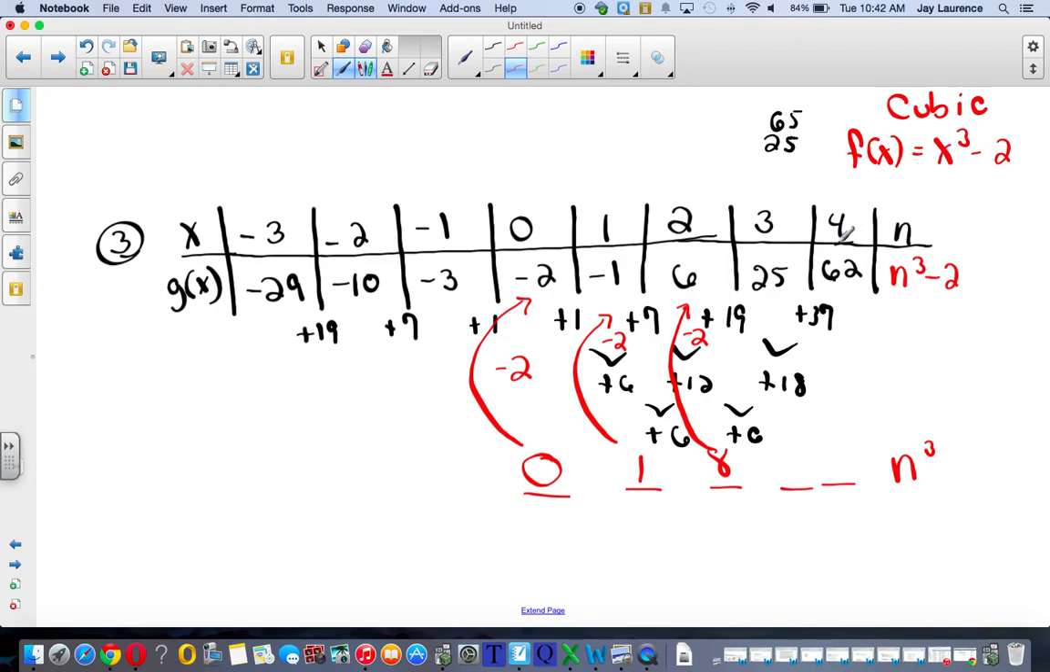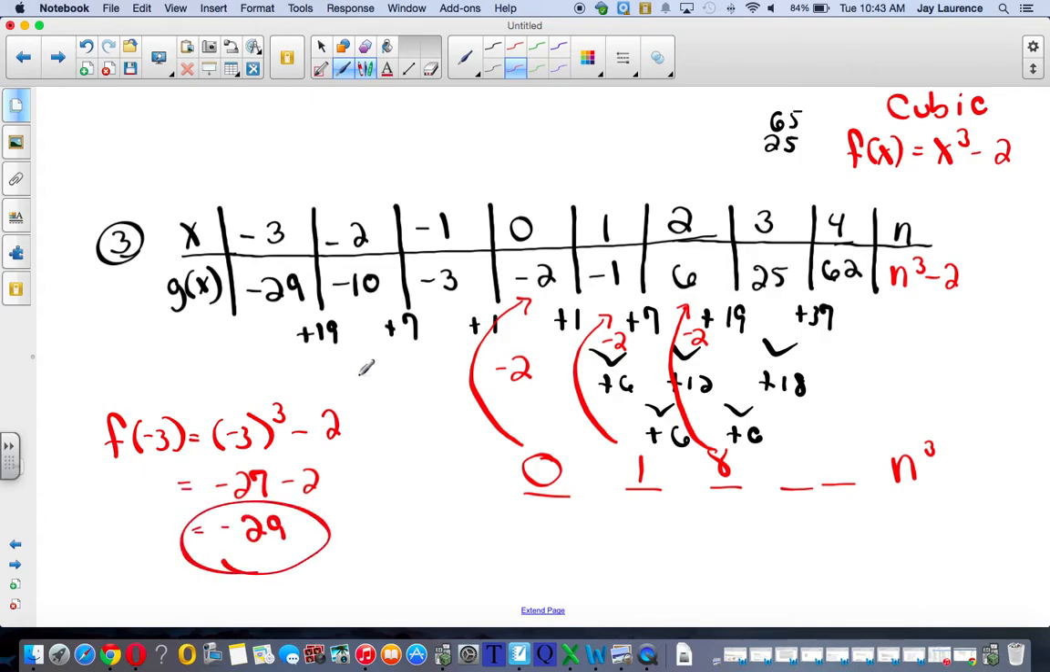Right? If I test it, 4 cubed is 64. 64 minus 2 is 62. How about negative 3? Well, I'm going to do f of negative 3. And that's going to be negative 3 cubed minus 2, right? This will be negative 27 minus 2 equals negative 29. There you go. All right, so let's go ahead and plot this function and see what it looks like.